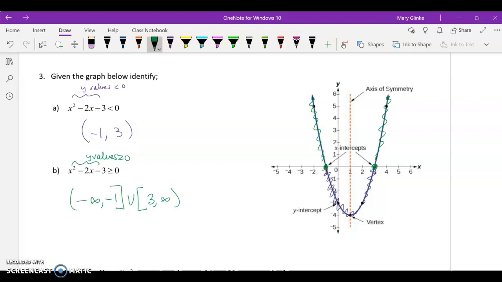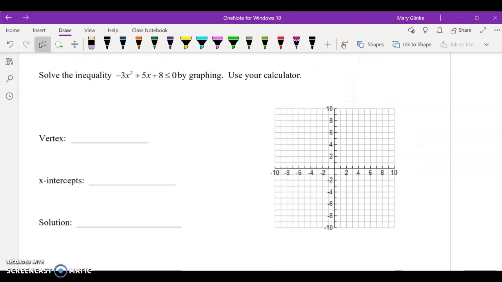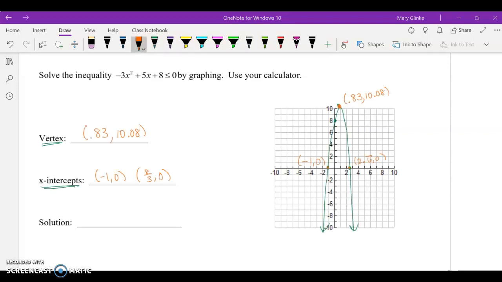So we're going to go ahead and do one more of these where we actually don't have the graph given to us. So we're going to solve this by graphing, and we are able to use our calculator. So go ahead and take out your calculator, type this into y equals, and find the vertex and the x-intercepts, and then we'll talk about the solution together.